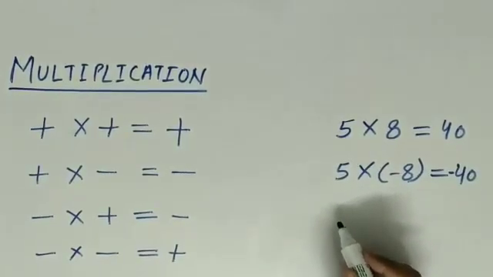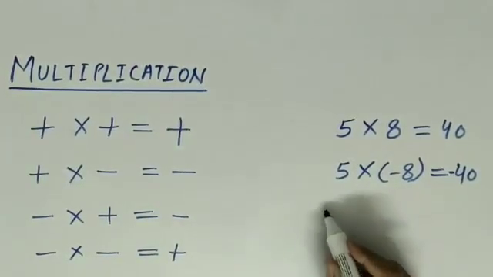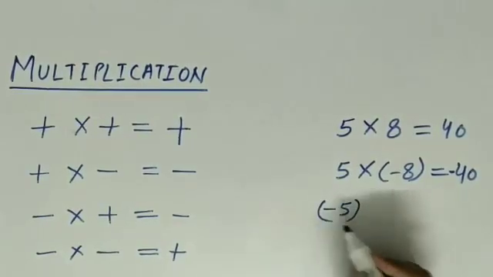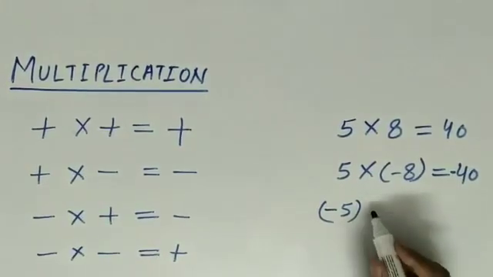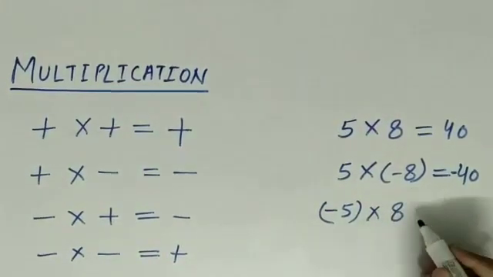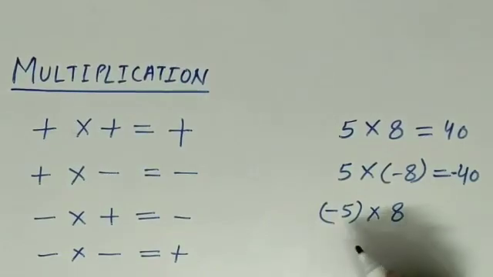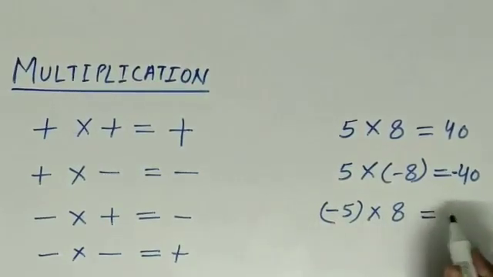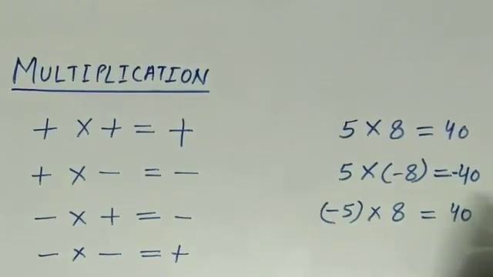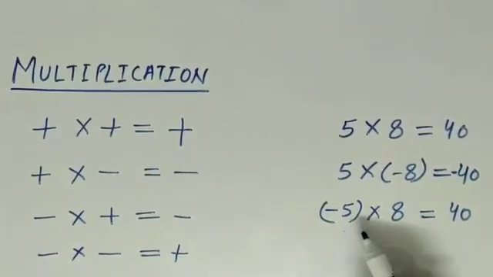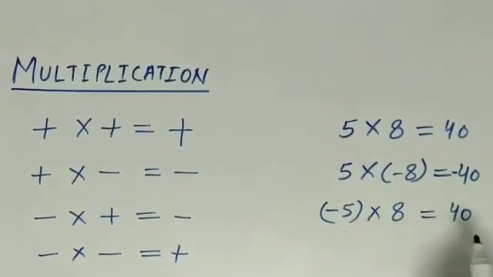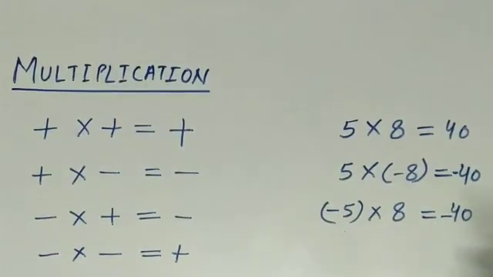Now I take a negative integer, say minus 5, and I multiply it with a positive integer, say 8. My answer will be 5 multiply 8 equal to 40, and because the integers are multiplied, the signs we also multiply. Negative multiply positive is equal to negative. So my answer will be negative 40.